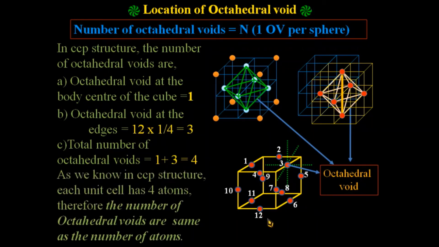As we know, in CCP structure, each unit cell has 4 atoms. Therefore, the number of octahedral voids is the same as the number of atoms. That is, the number of octahedral voids is equal to n, that is 1 octahedral void per sphere. As in CCP the number of atoms is 4, there are 4 octahedral voids present. Then, next, we discuss the radius ratio rule.